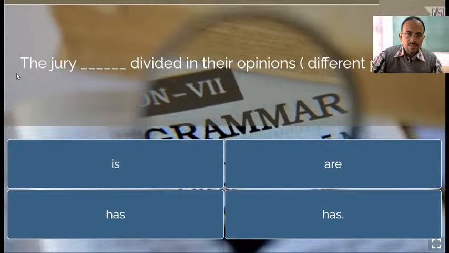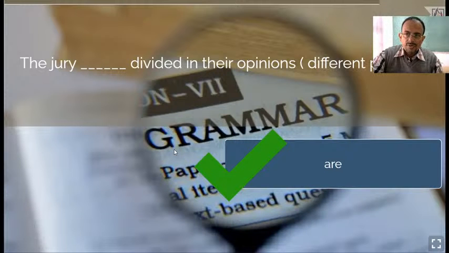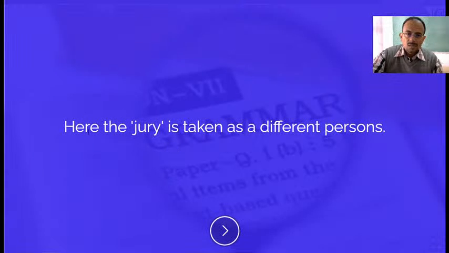The jury dash divided in their opinion. Different persons means the jury are divided. Are, because here the jury is taken as different persons.